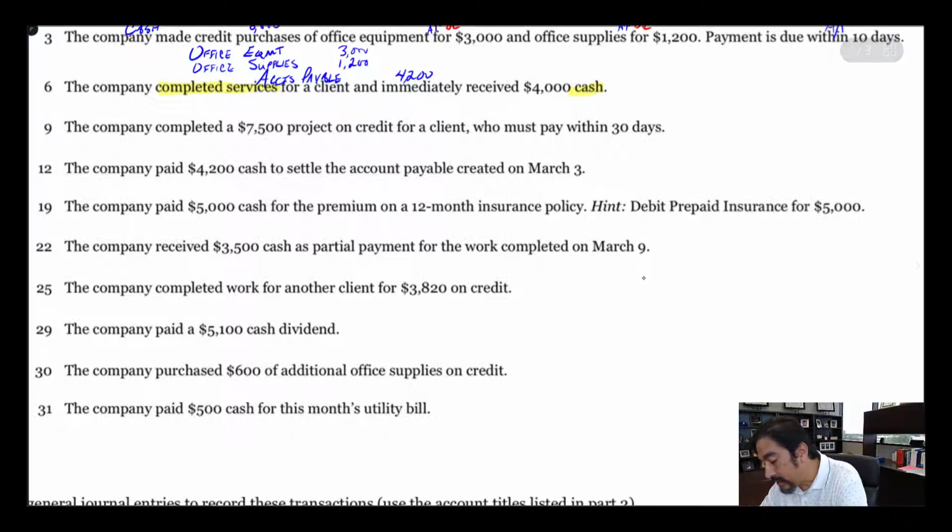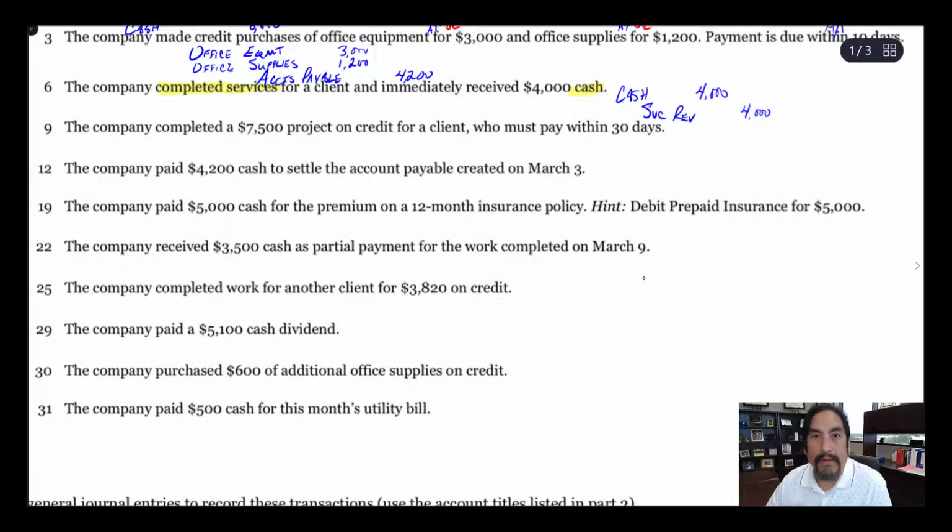So our journal entry is going to be a $4,000 debit to cash. And when we have revenue, that's automatically a credit. So I'm going to credit, I'll call it service revenue, for $4,000. There's my journal entry. That's one that you see a lot.